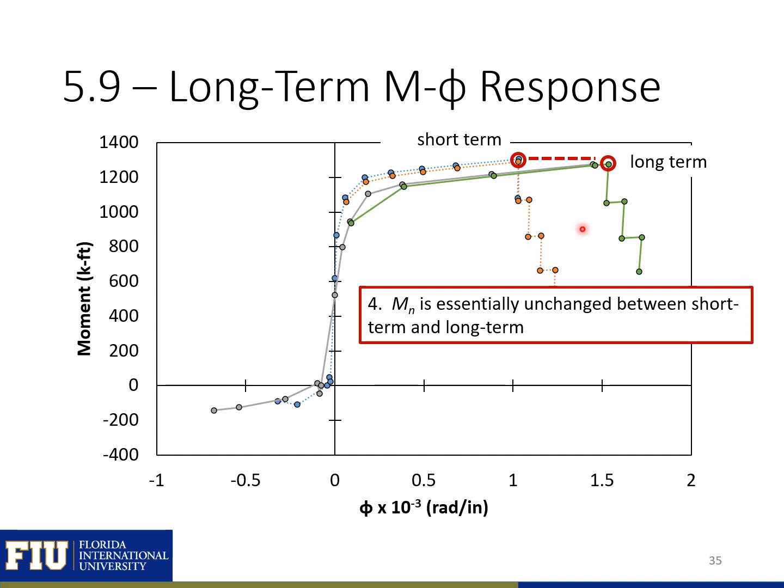The next observation here is you can see that our ultimate strength is going to be about the same for both of our sections. So the long-term effects don't have a significant impact on the ultimate moment. So when we're determining our nominal moment capacity, we will generally not take into account any of our long-term effects.